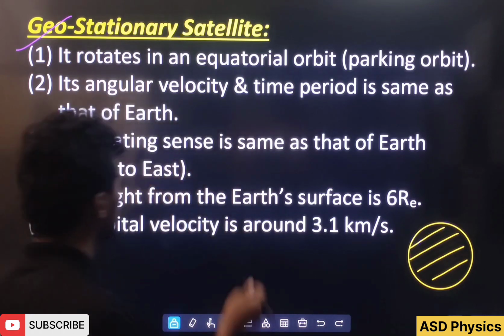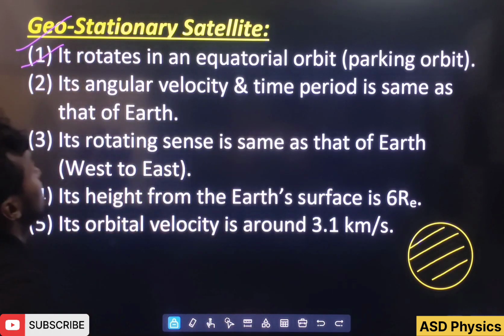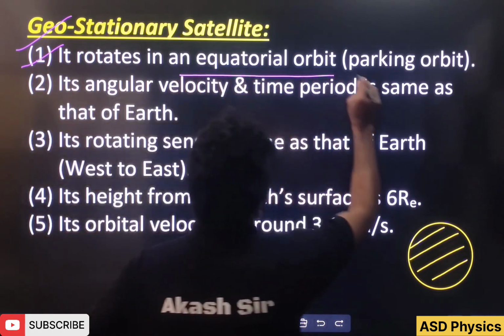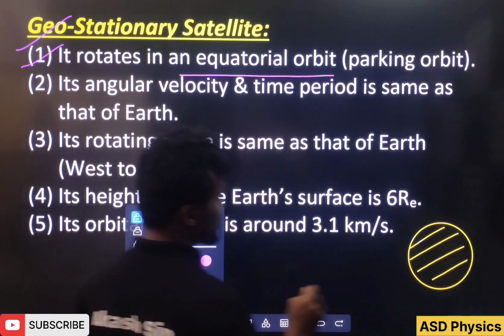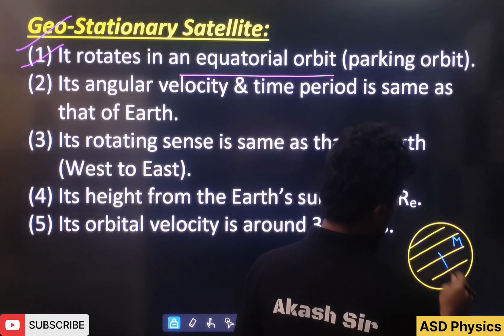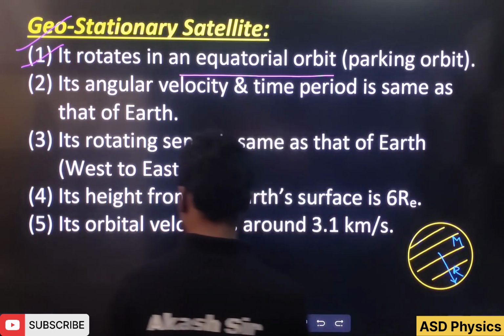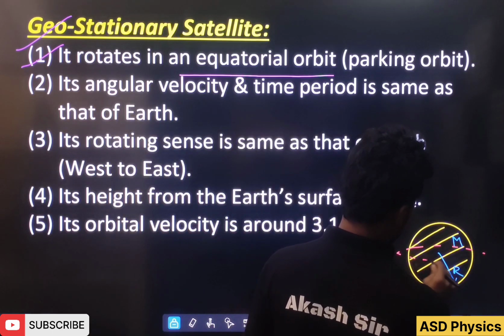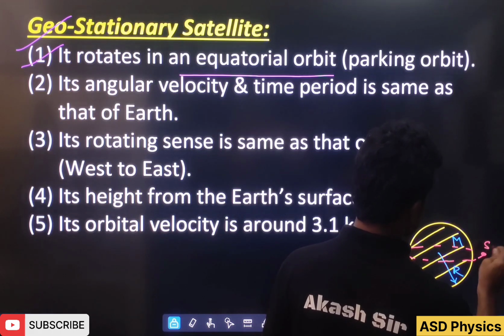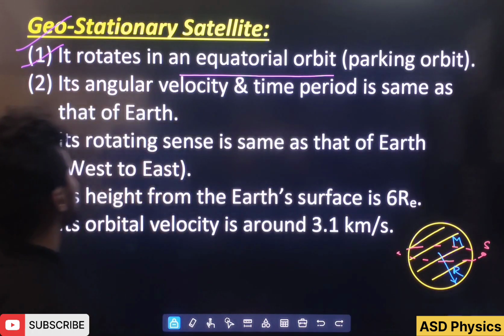Very important. See please, a few points are there. See, it rotates in an equatorial orbit, and that is called which orbit? Parking orbit. Okay, so let's say here, for example, the mass of the planet is m, the radius is r. So this orbit, the equatorial orbit, let's take it like this. This orbit I'm talking about is in the equatorial plane. Here the satellite is revolving, in the equatorial orbit.